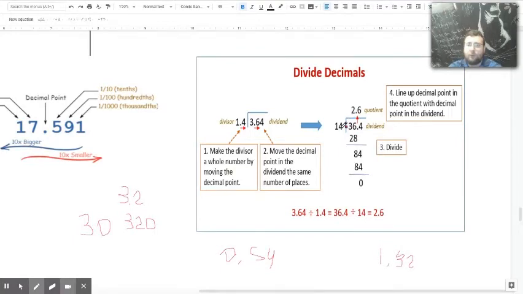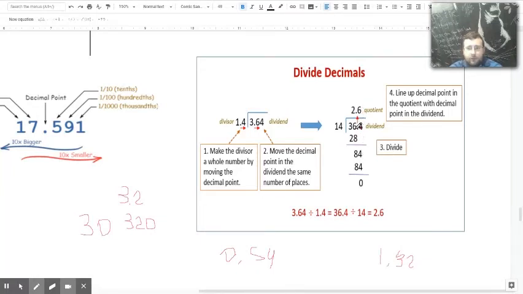So 2 times 14 gives you 28. If you try 3, it would be 42, and that would be too big. It would go over 36. So that wouldn't work, and so 2 is what we go with. And then 36 minus 28 gives you 8. You drop down the 4. And then you do 6 times 14, which is 84. If you tried 7, it would be too much. If you tried 5, it would be too little. 6 is exactly perfect. There's no remainder. And so your answer is going to be 26.